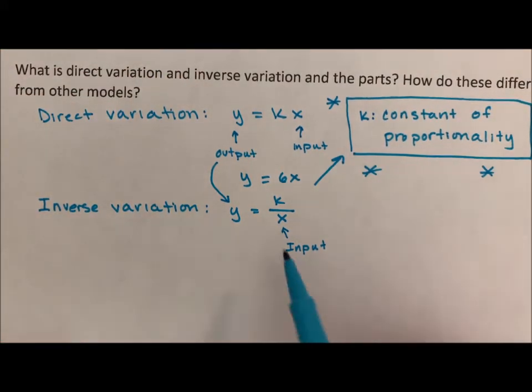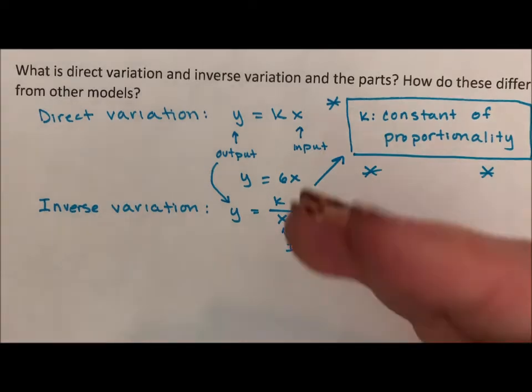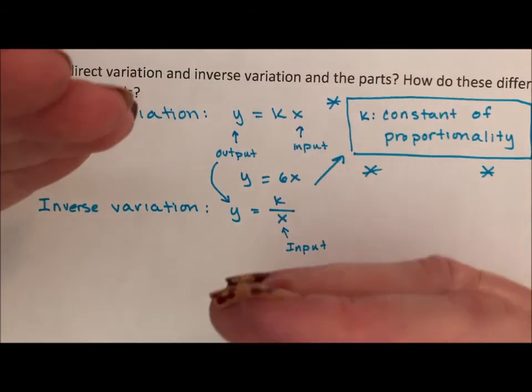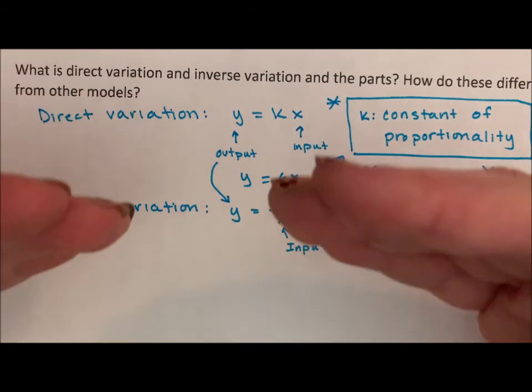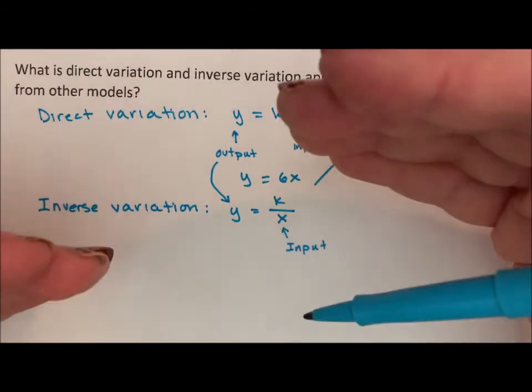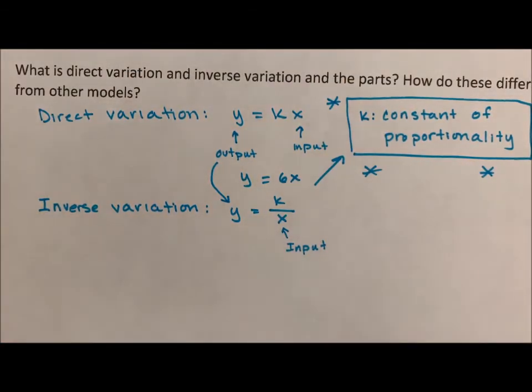This is like a teeter-totter. They're inverse of each other. They don't rise and fall together. One goes up, the other goes down. They're inverses.